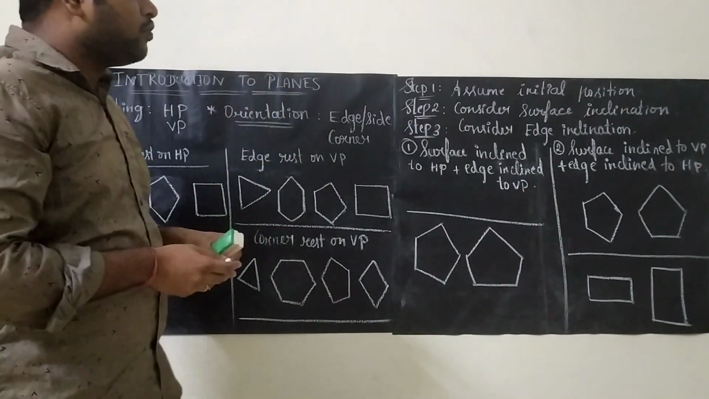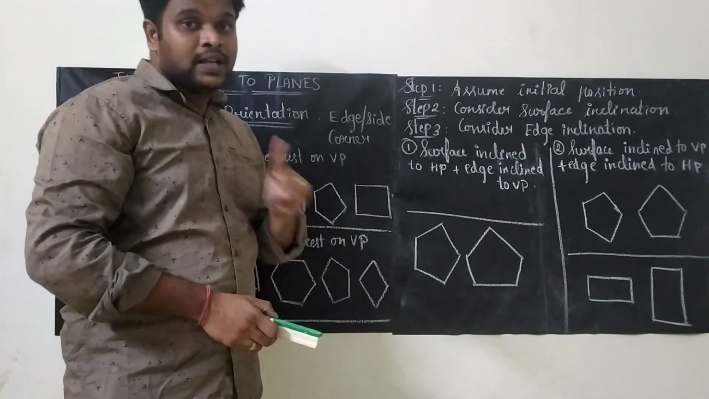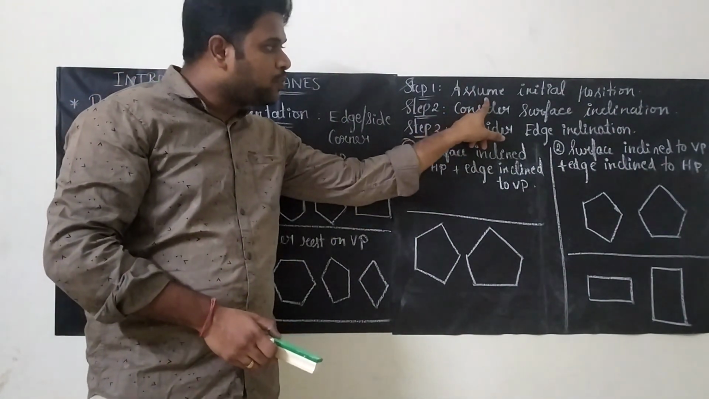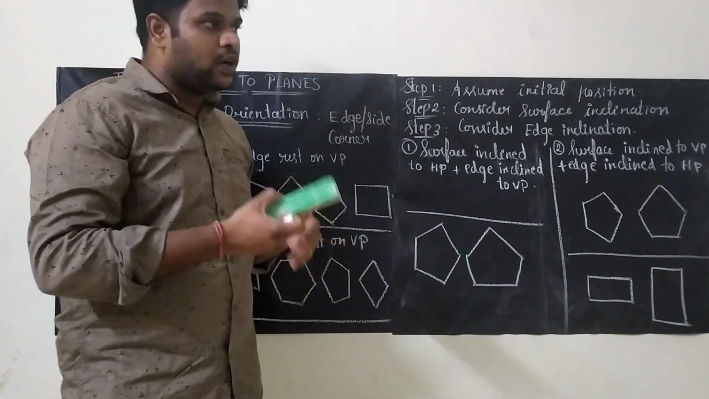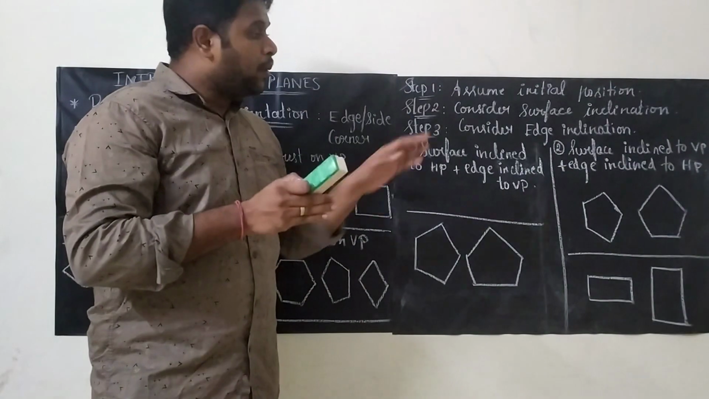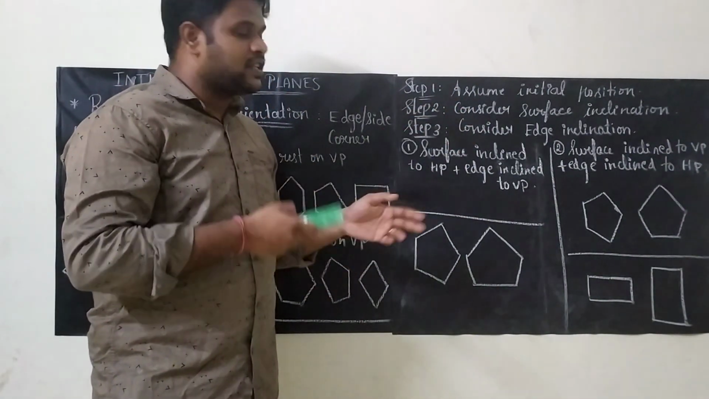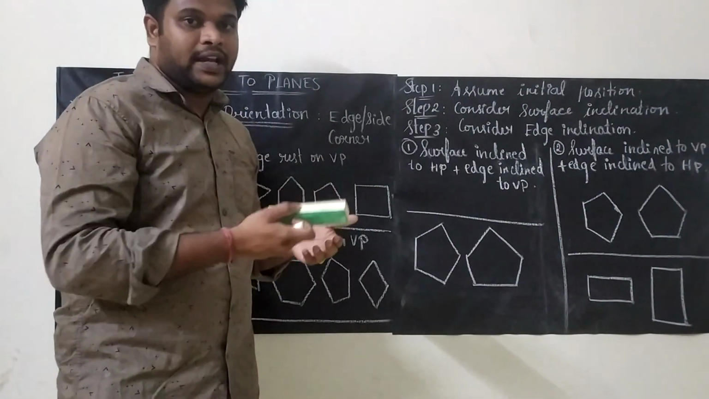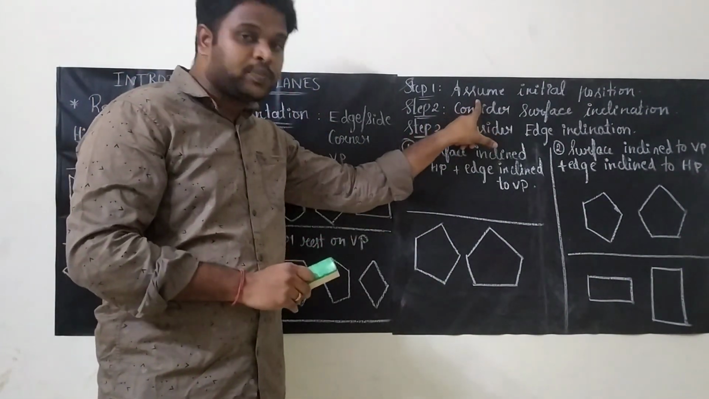For solving the problem, we will be following 3 steps. So step 1, step 2, step 3. Step 1 is we will be assuming the initial position. So if you are drawing a pentagon, we have to assume whether we have to draw in VP or HP. For assuming this, we will be requiring 2 more data. That is, from the question we will be having the data. Considering those data, we will be assuming the initial position.